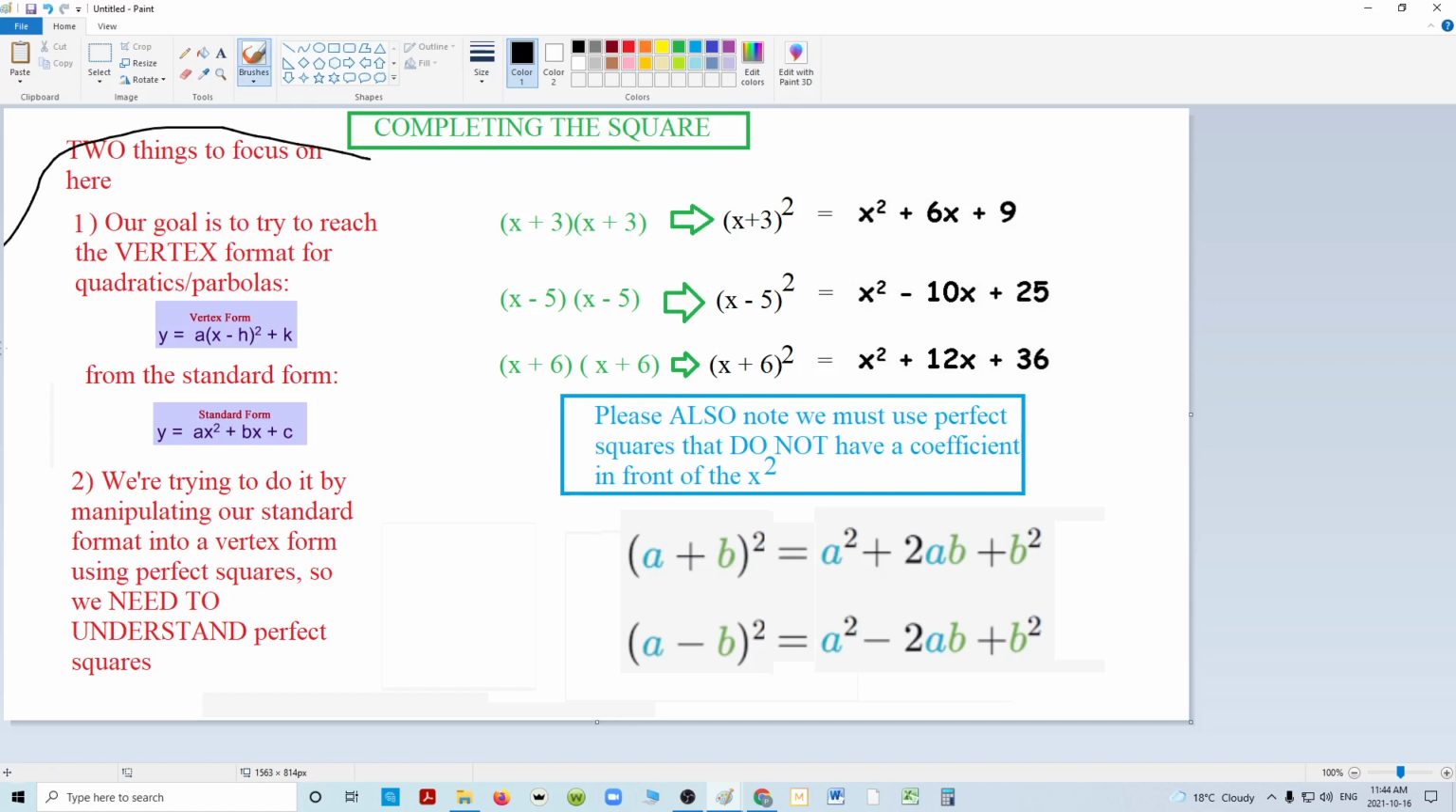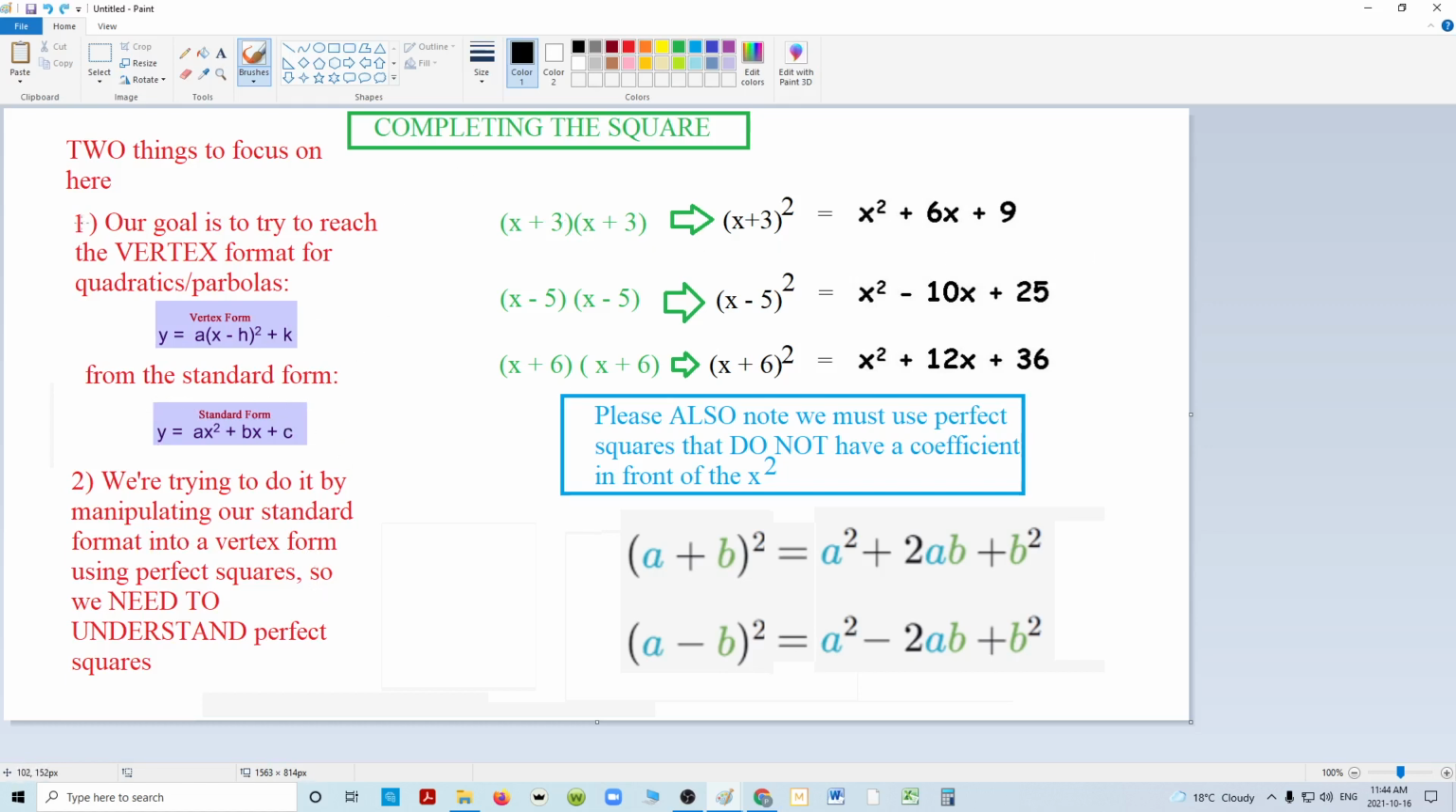Okay, so here's our goal. Our goal is we're trying to reach a vertex format for a quadratic parabola. Okay, sorry about the spelling there. So we're trying to get from this to that. And we're using perfect squares to get there.